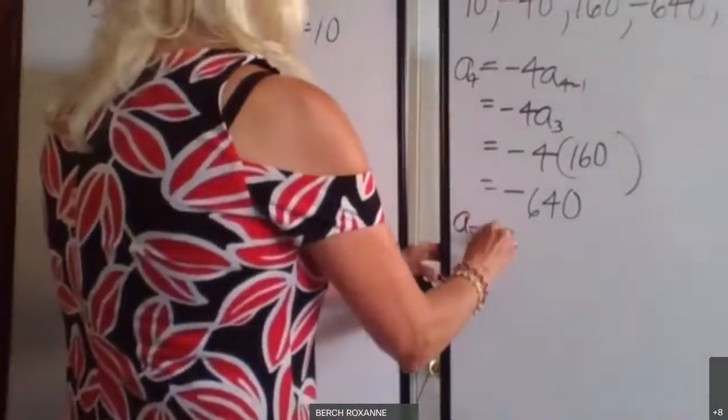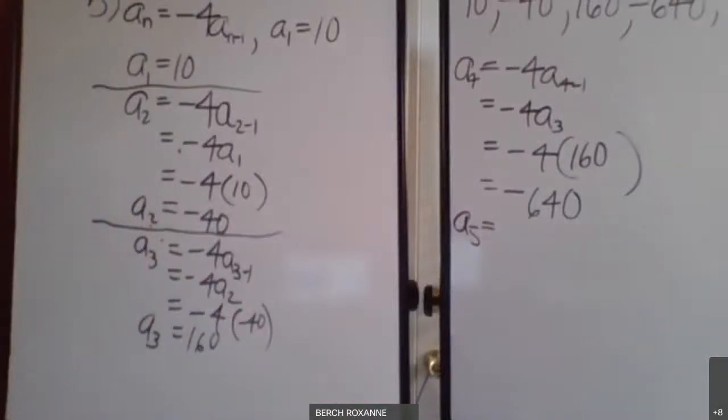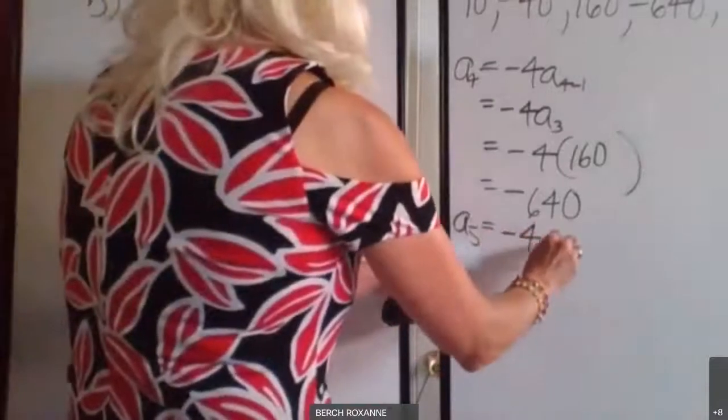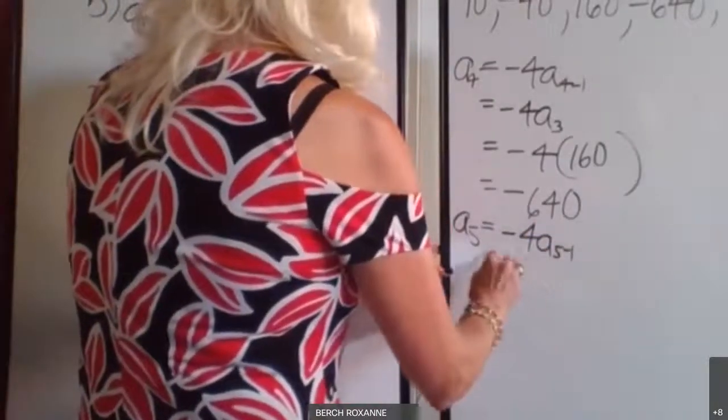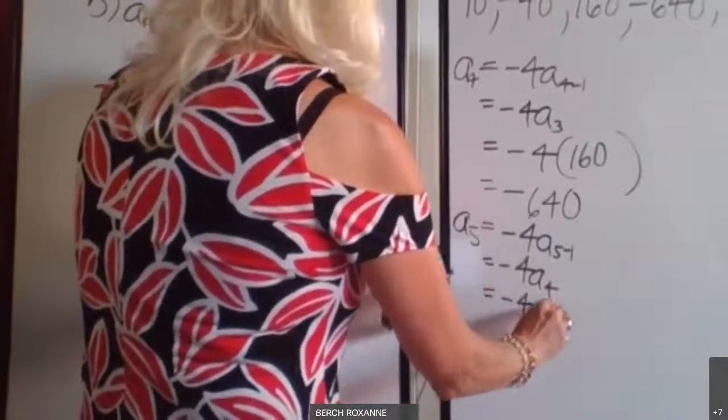All right, so a sub 5, how many terms? They wanted us to find 5 terms. So this would be -4 times a sub 5 minus 1. Well, isn't that -4 a sub 4? Well, what's a sub 4?